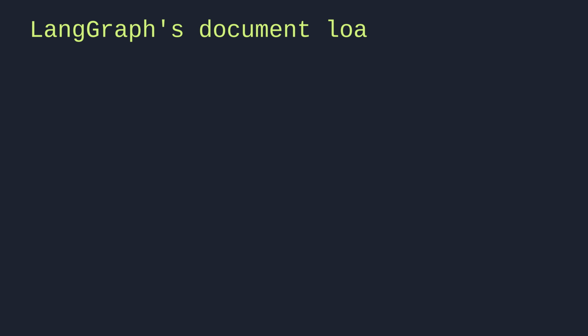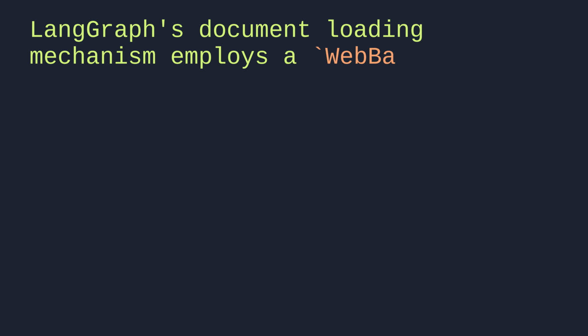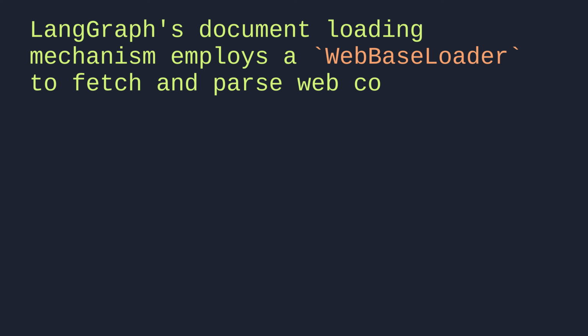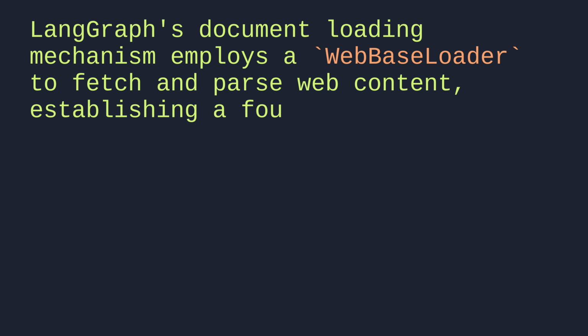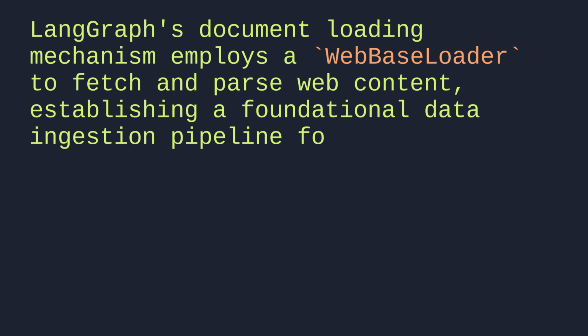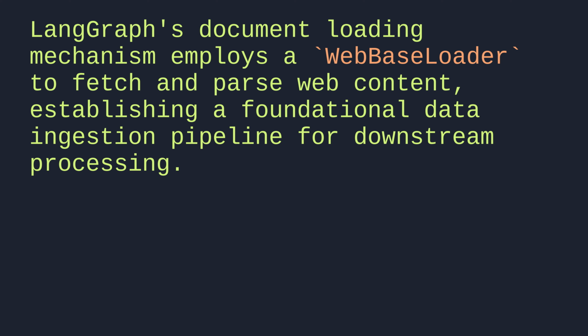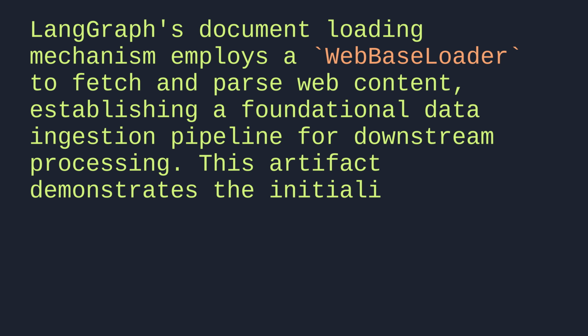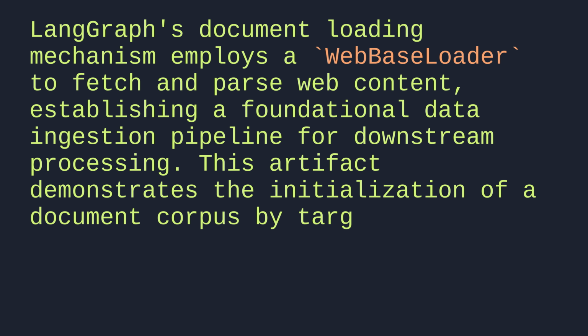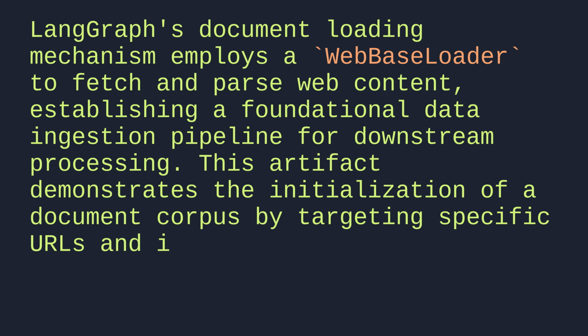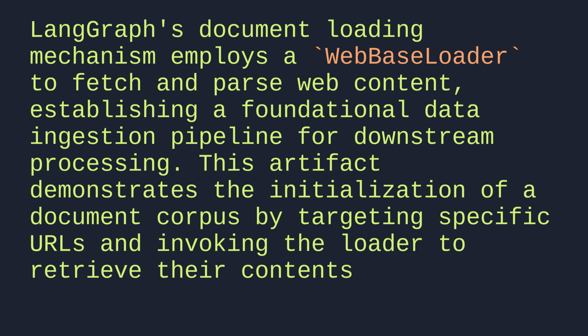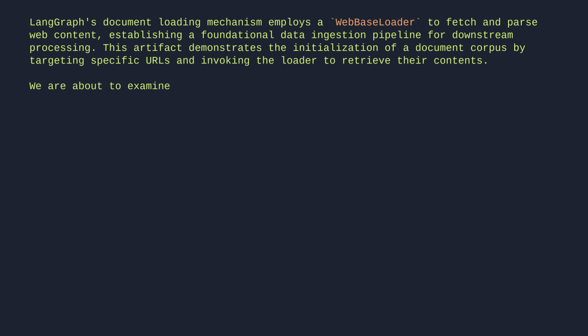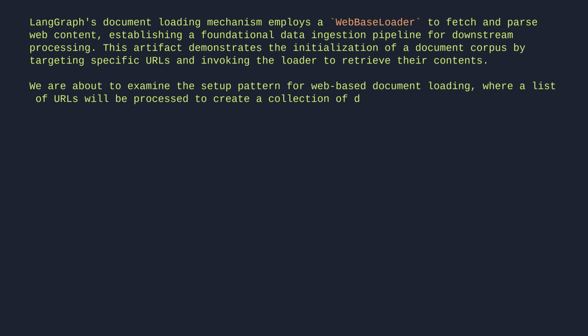LangGraph's document loading mechanism employs a WebBaseLoader to fetch and parse web content, establishing a foundational data ingestion pipeline for downstream processing. This artifact demonstrates the initialization of a document corpus by targeting specific URLs and invoking the loader to retrieve their contents. We are about to examine the setup pattern for web-based document loading, where a list of URLs will be processed to create a collection of document objects ready for further transformation.